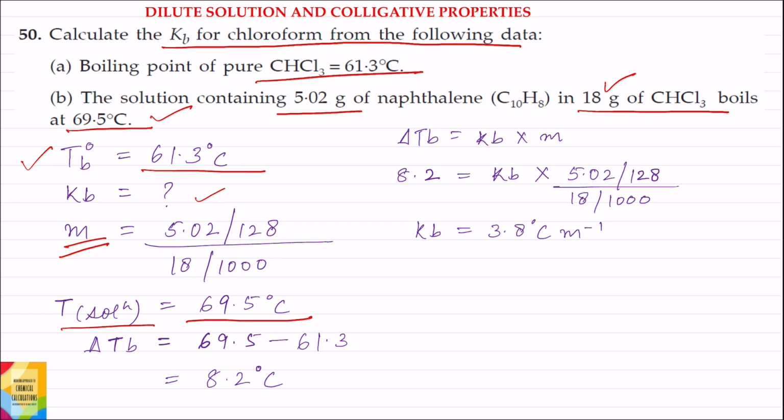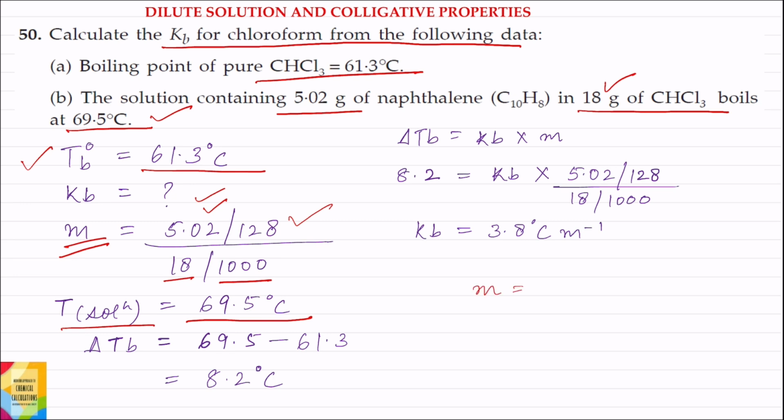Molality of solution will be equal to moles of solute, which is weight of solute given as 5.02 gram, divided by molecular weight of solute. Molecular weight of naphthalene is 128 gram per mole, divided by weight of solvent in kgs. So weight of solvent is given in grams, that is 18 gram. So we will convert into kgs, it will be 18 divided by 1000 kg.